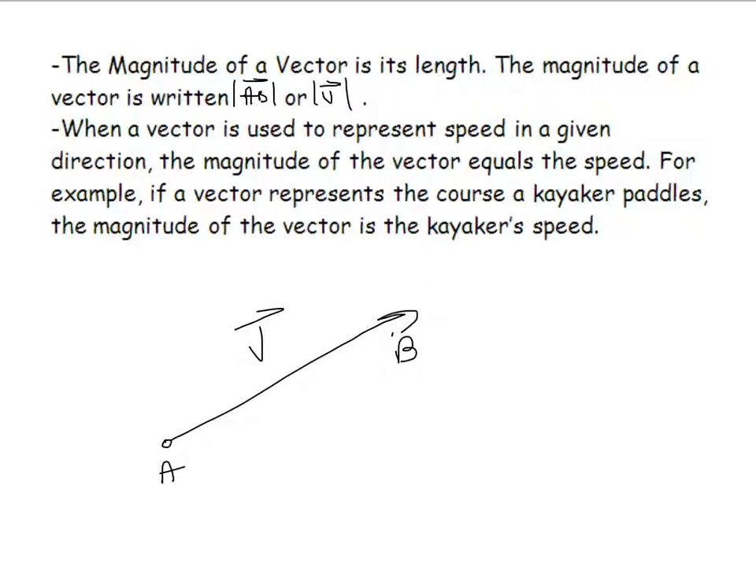When a vector is used to represent speed in a given direction, the magnitude equals the actual speed itself. It's the length, it's the speed itself. For example, if a vector represents the course a kayaker paddles, then the magnitude is actually the speed of the kayaker.